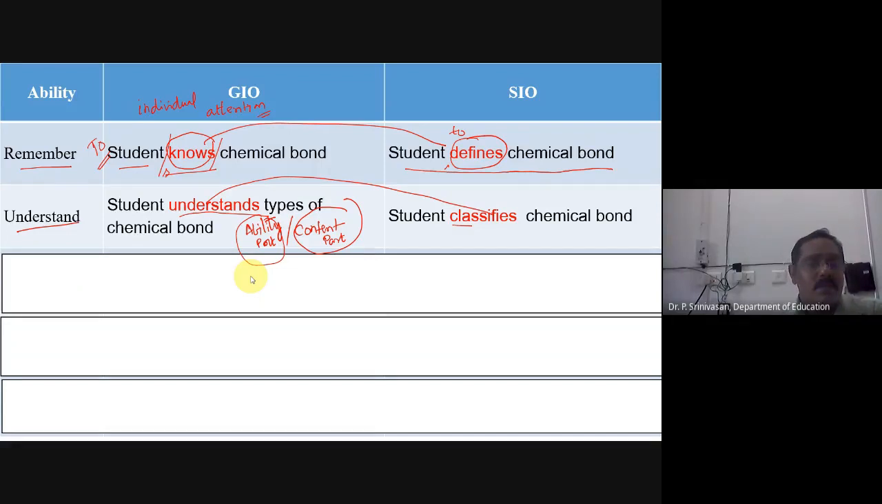And don't give more than one, which means don't give two abilities or two content parts. Like, 'Students knows and understand types of chemical bond,' we should not write. At a time we can do only one job. 'Students classifies chemical bond and metals,' like that, don't give two content parts. Always it should contain, we will refine a little bit, one ability part and one content part.